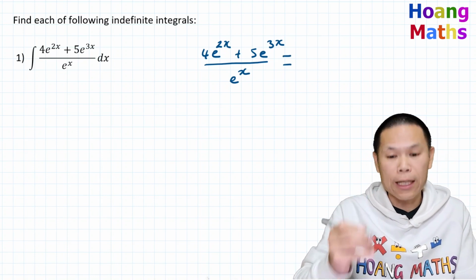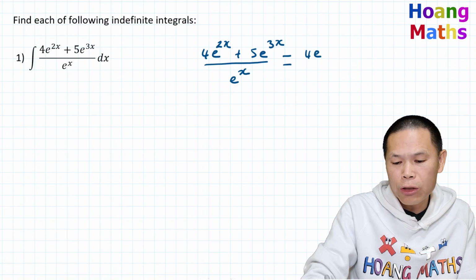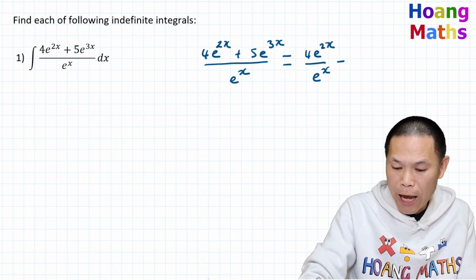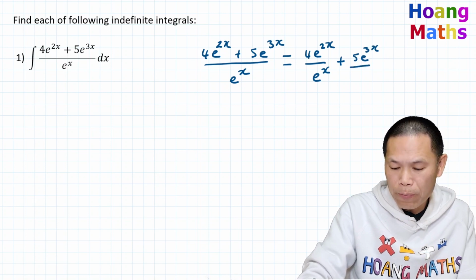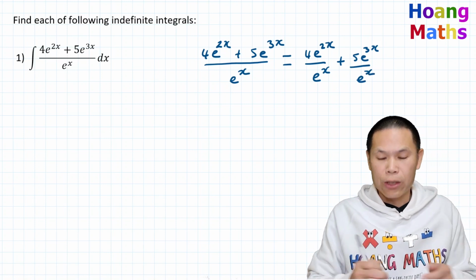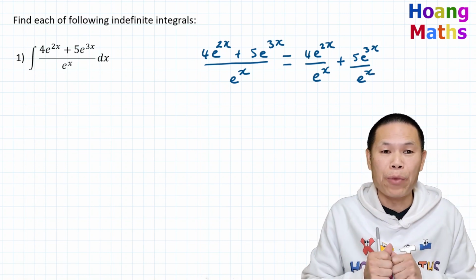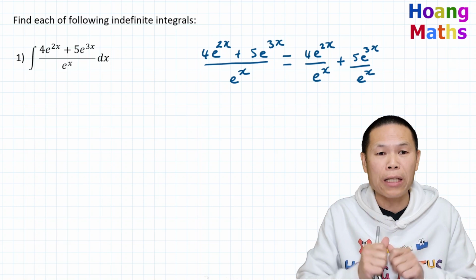So this is exactly the same as 4e to the 2x over e to the x, and we add 5e to the 3x over e to the x. So there you go. This is exactly the same. So what I do now is I just simplify these fractions.